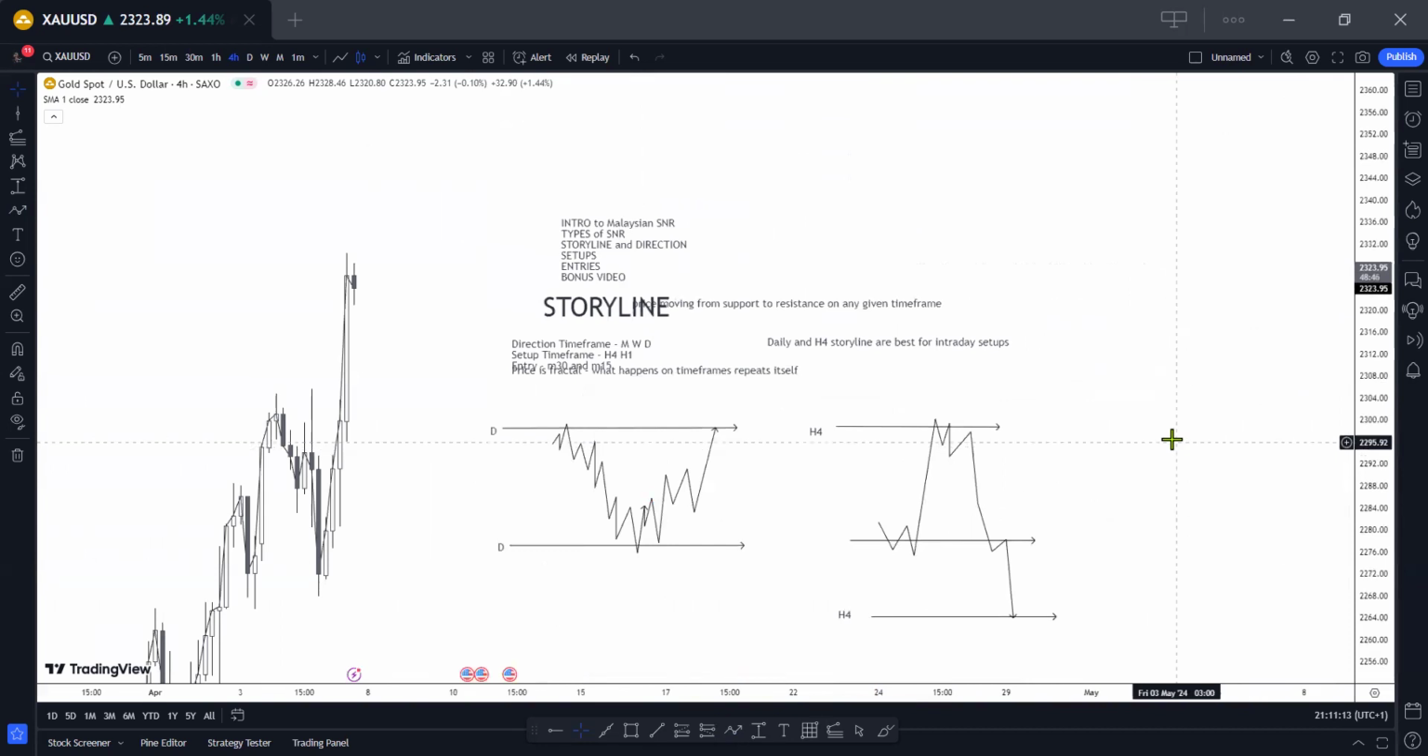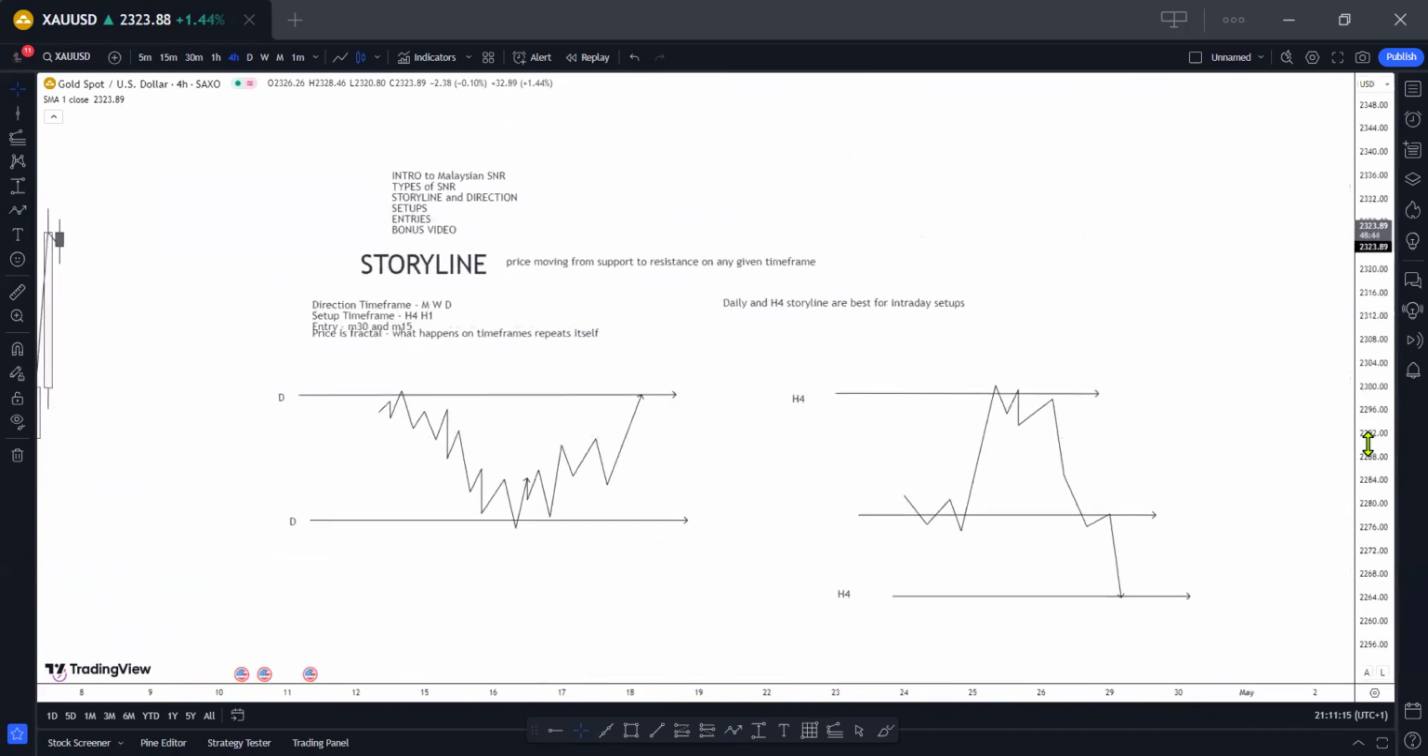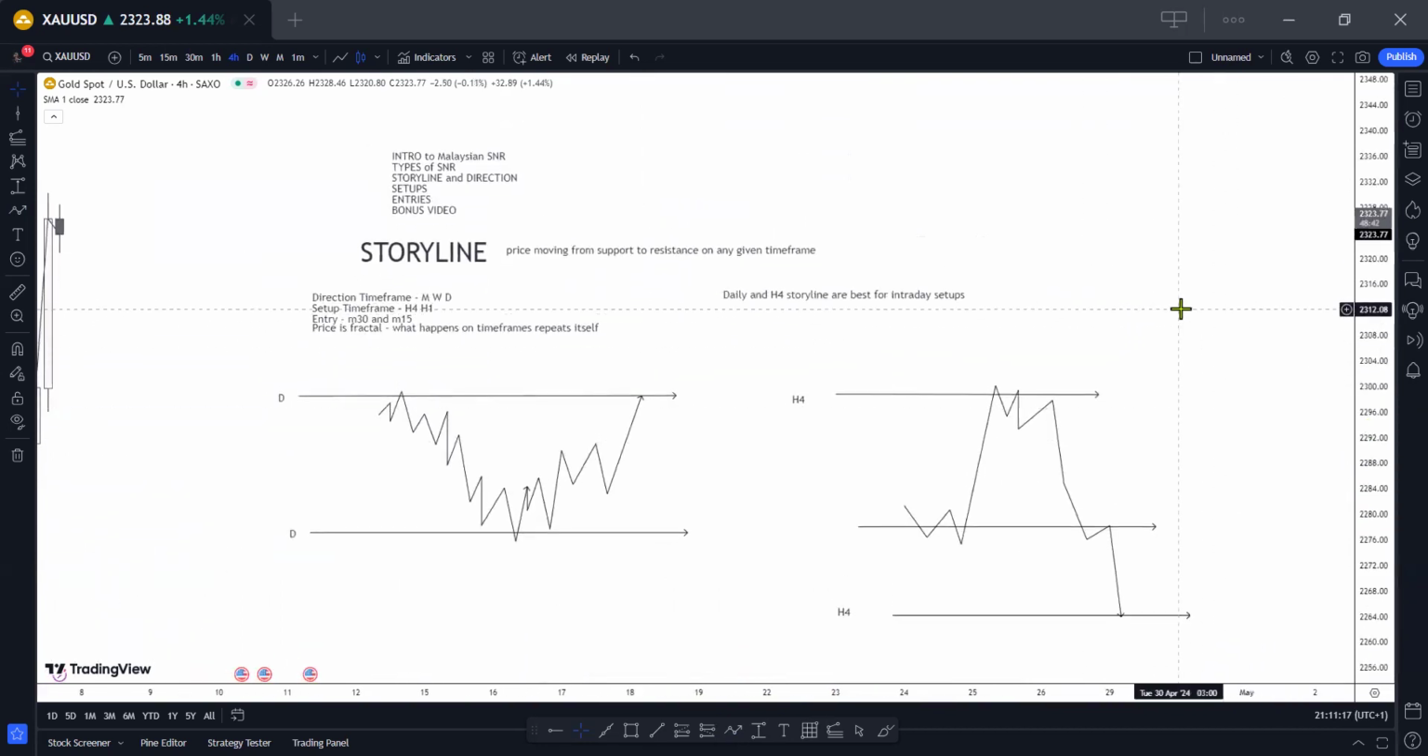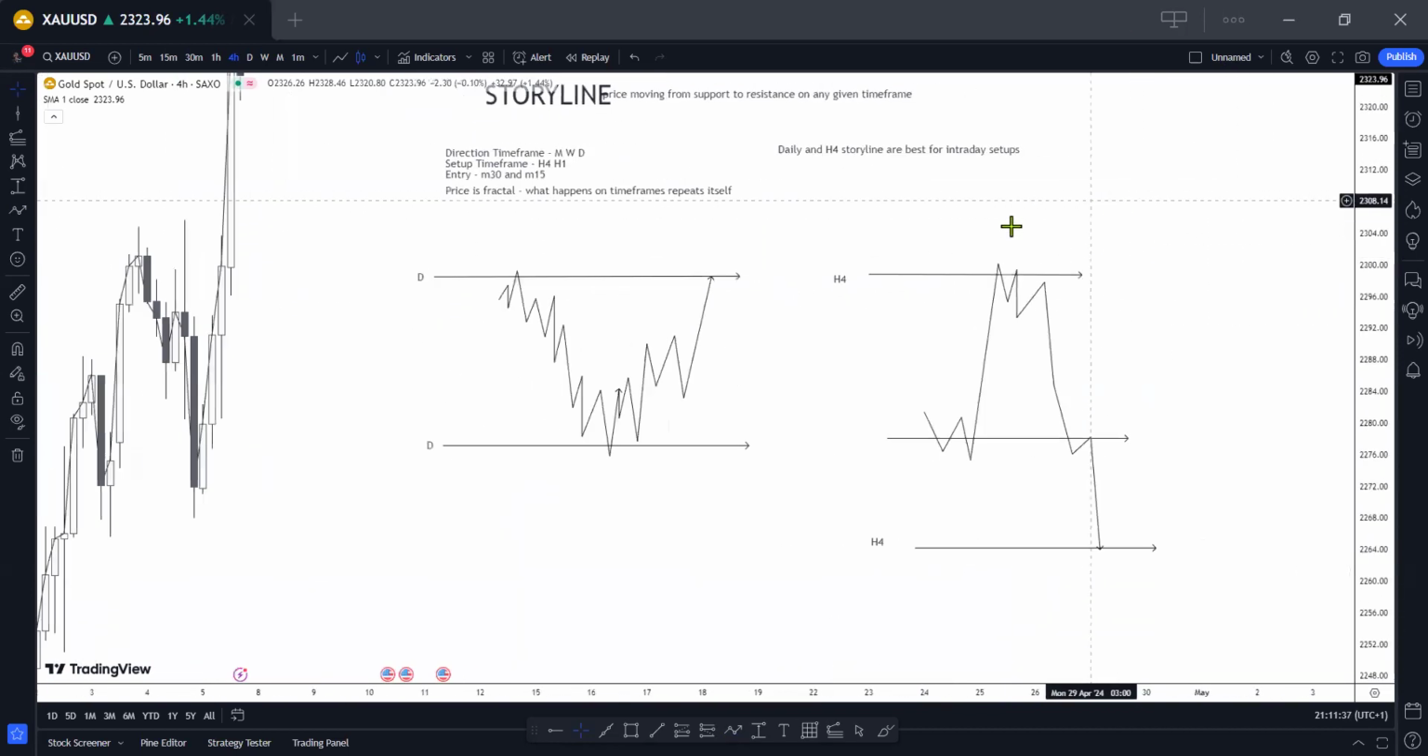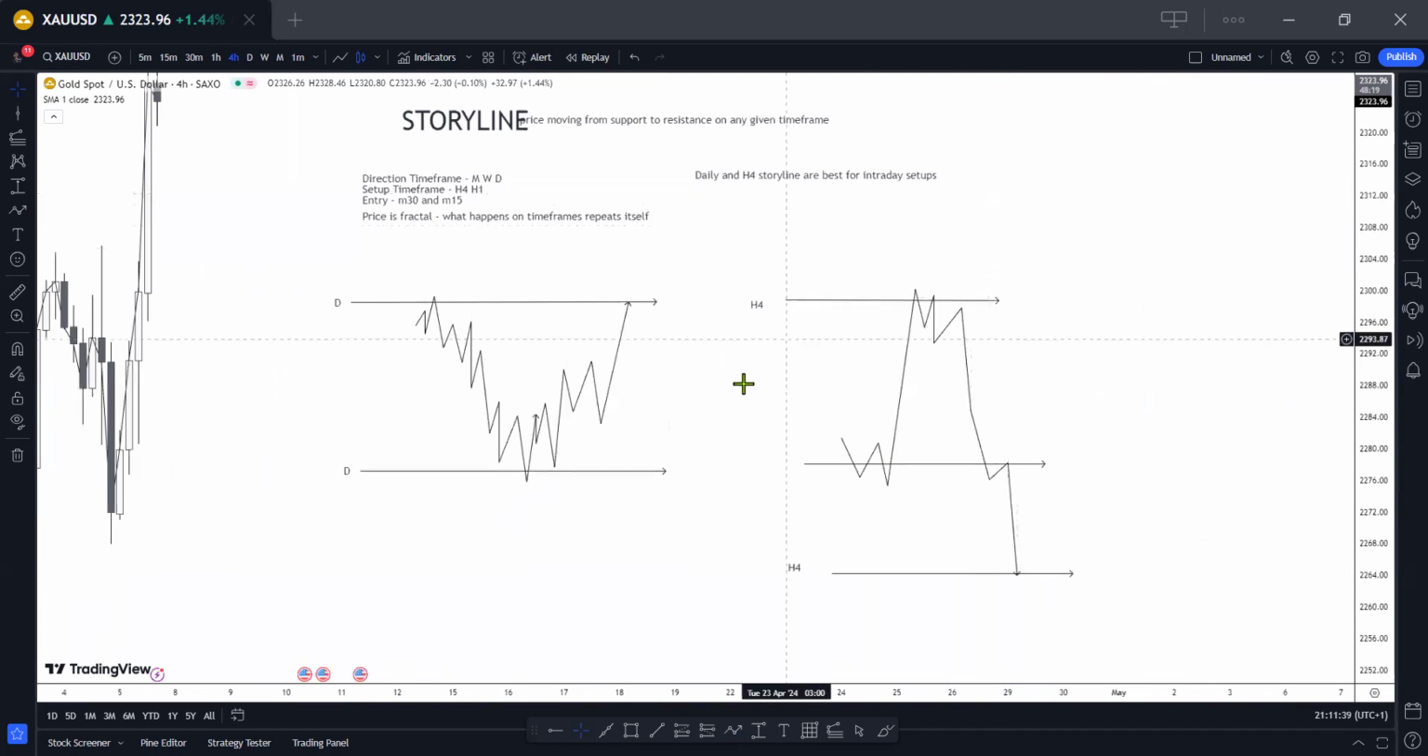Okay, because it is important that this is understood. Storyline is the bedrock of trading anywhere for Malaysian SNR traders. Because if you don't know storyline, you won't understand the direction of the market. You won't know where the market is going. And when you don't understand direction, you're going to be lost. Okay. The trader is going to be lost in the market. Okay. So direction is very, very key.